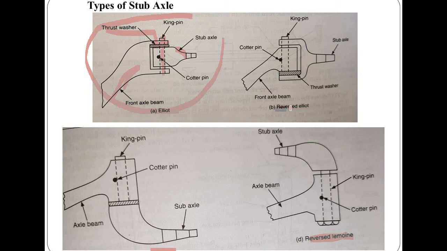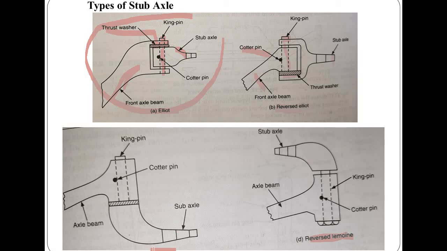But in case of reversed Elliott, I will tell the names of the units in similar manner. This is the cotter pin, over which this is the kingpin, which connects with it. This is the thrust washer, and this is the stub axle. Here this is the front axle beam in reversed Elliott. Reversed Elliott type, where the steering knuckle is forked and the axle proper fits inside the fork.